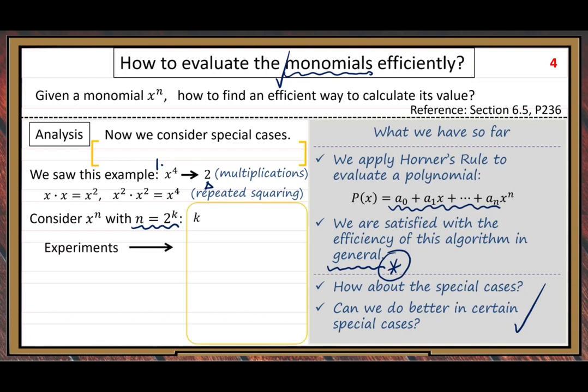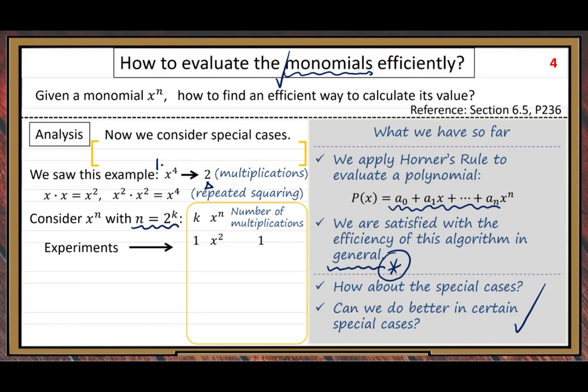So let me do a chart. Here, the first column, k numbers, second column, the monomial, x to the nth. Then the third column, we count the number of multiplications. All right. So the first row, when k equals 1, x squared, 1 multiplication.